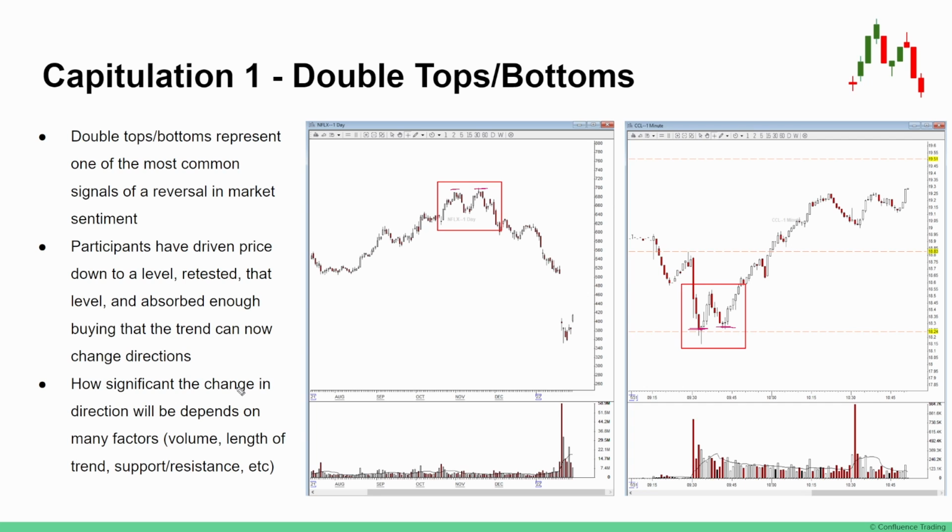So how significant the change in direction will be is going to depend on many factors, most of which we'll cover either in the next lesson or in future lessons of this course. But it's going to be things like how much volume came in, what was the length of the trend prior to the double top or double bottom, how strong is the support or resistance line you're running into. There's a lot of different factors. But for now, that's our first capitulation pattern, the double top and double bottom.